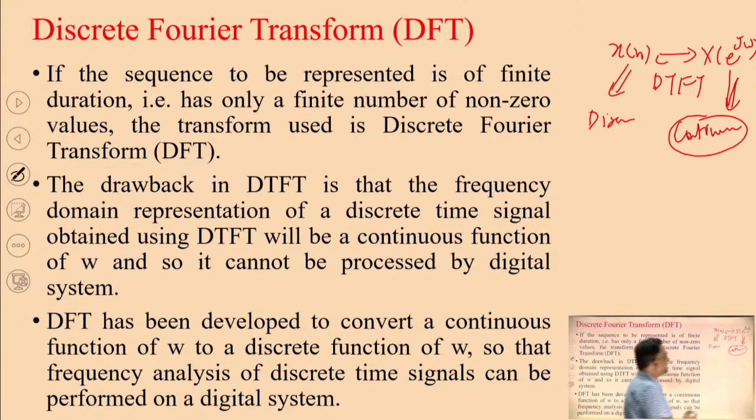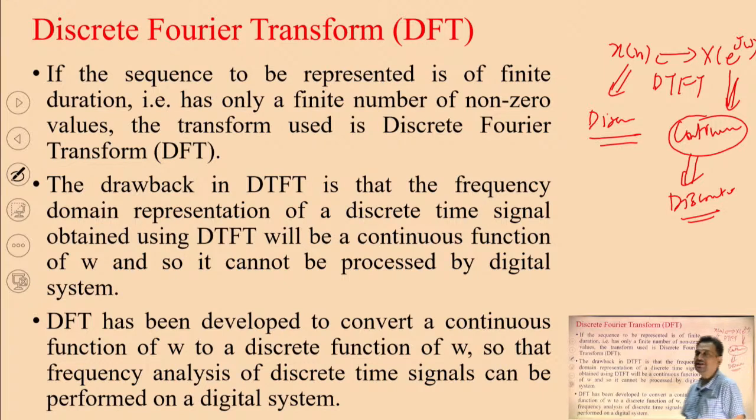If we can discretize this signal also, what will we do? We will discretize X(e^{jω}), so that our signal is discrete and the Fourier transform is also discrete. So the discrete Fourier transform is actually the discrete-time discrete Fourier transform, but we will simply call it the discrete Fourier transform.